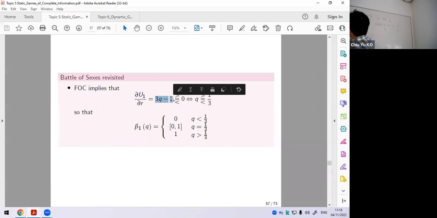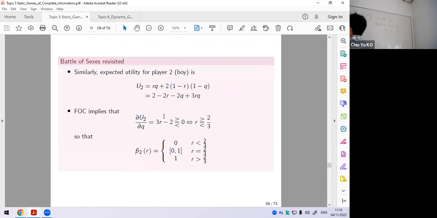Otherwise, it's equal to 0. So it looks like this. Okay. So this is the girl's. Okay. And what is the boy's? Okay. It's not symmetric, so be careful. Okay. So R is, this is the opera, right? This is football, okay? And player 2 choosing Q, so we would differentiate with respect to Q, right?